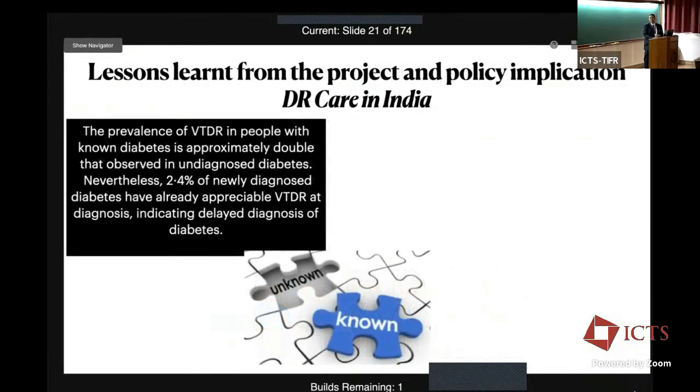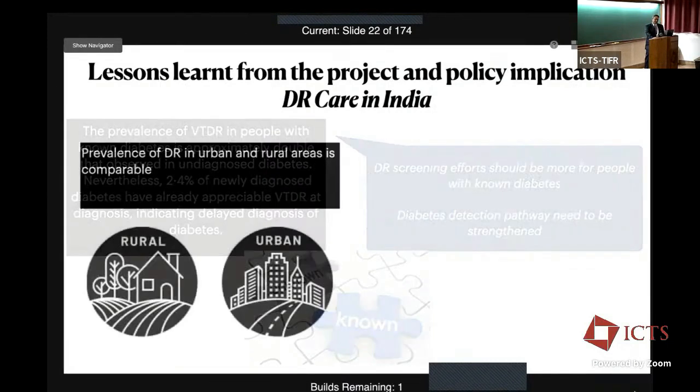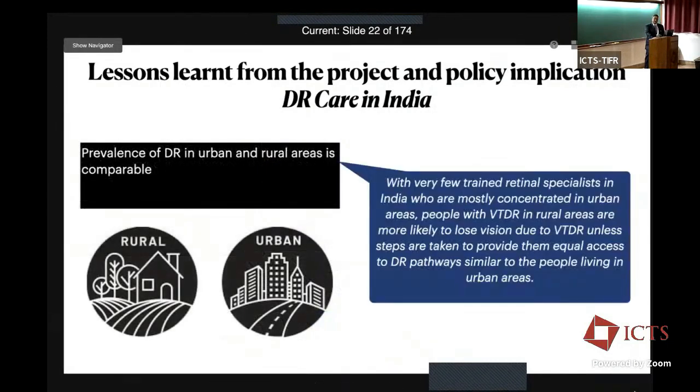We need to have a systematic screening program. And again, the prevalence of vision-threatening retinopathy seems to be more in people who are already having known diabetes versus those whom we have diagnosed fresh as diabetes. So that again shows that more screening efforts should be directed to people who already know that they have diabetes. Urban-rural difference is negligible, so we need more screening in rural India.